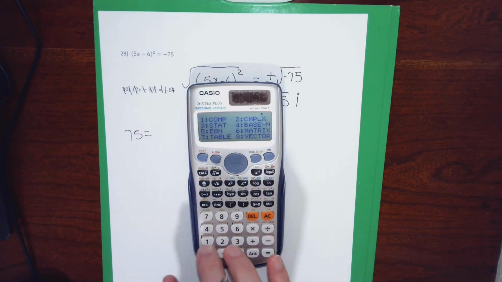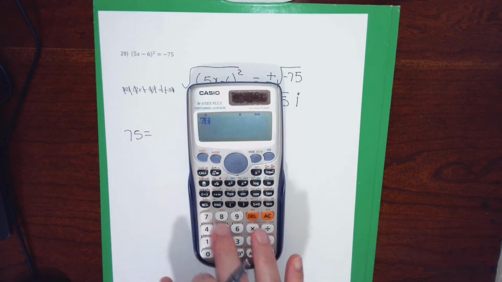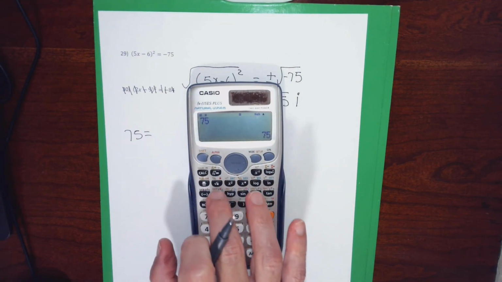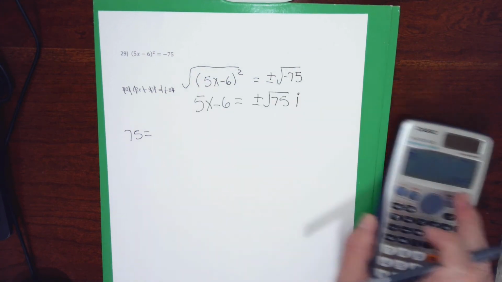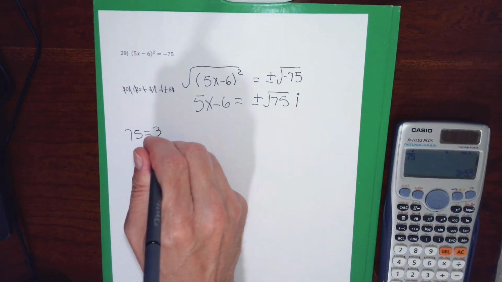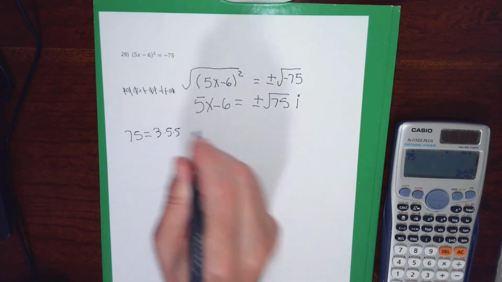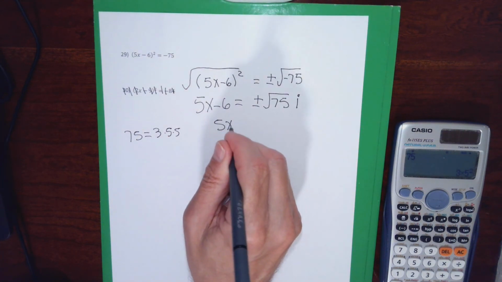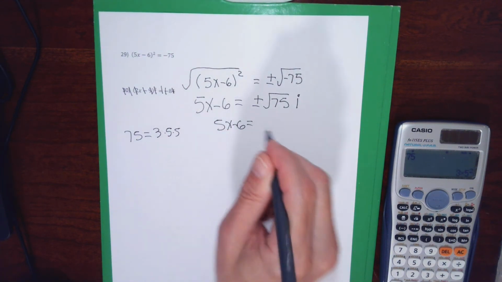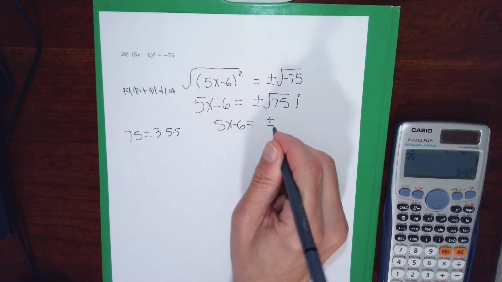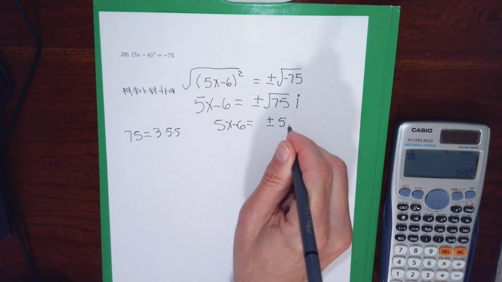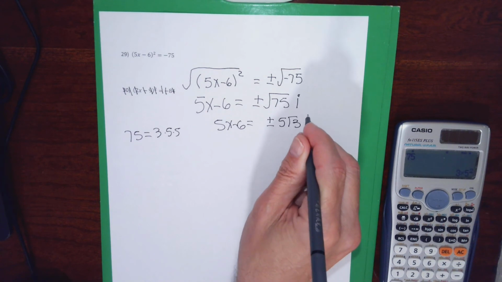The prime factoring for 75, let me make sure I write it down right. Make sure I'm in mode 1. 75 equals shift degrees minutes seconds. 75 is 3 times 5 times 5. And so I'm going to get plus or minus 5 times the square root of 3 times i.